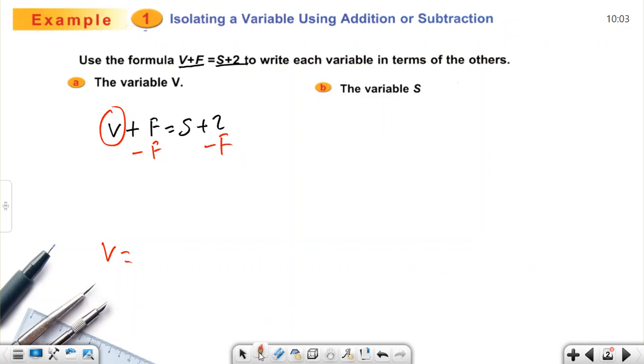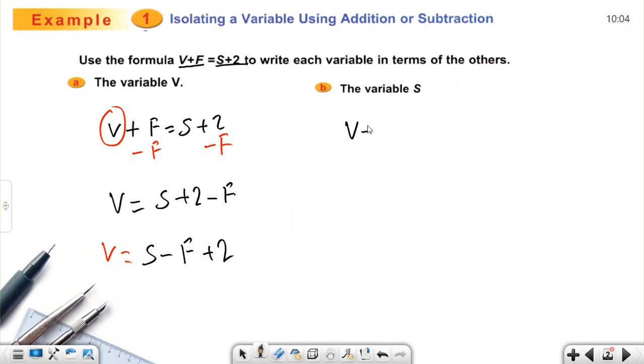So let's continue from there. Therefore, V is equal to S plus 2 minus F. The constants we usually write at the end, so S minus F plus 2 is equal to the number of vertices. It's the same as the algebraic expressions you learned before. Only the things change. We didn't subtract numbers or the same variable, we subtract other things, for example F.